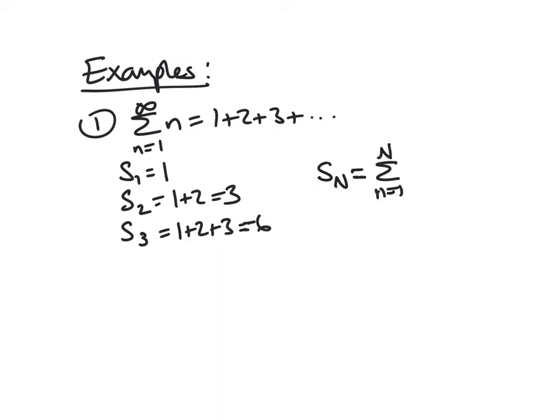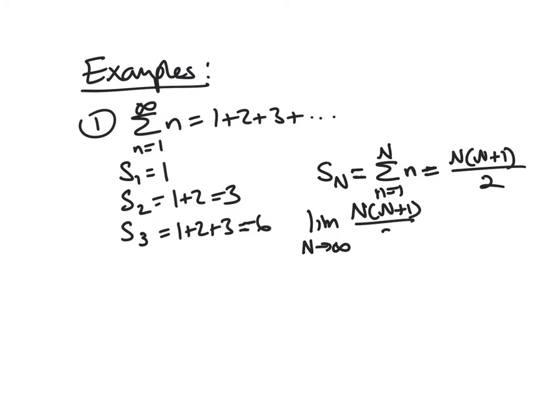And it turns out there is a nice formula for this, and it's exactly capital N times capital N plus 1 all over 2. And you can check that with the first few terms there if you want. There are a couple of different ways you could prove this, but we're not going to do it here. But we do want to look at the limit, right? So let's take capital N to infinity of our partial sum, N times N plus 1 over 2.